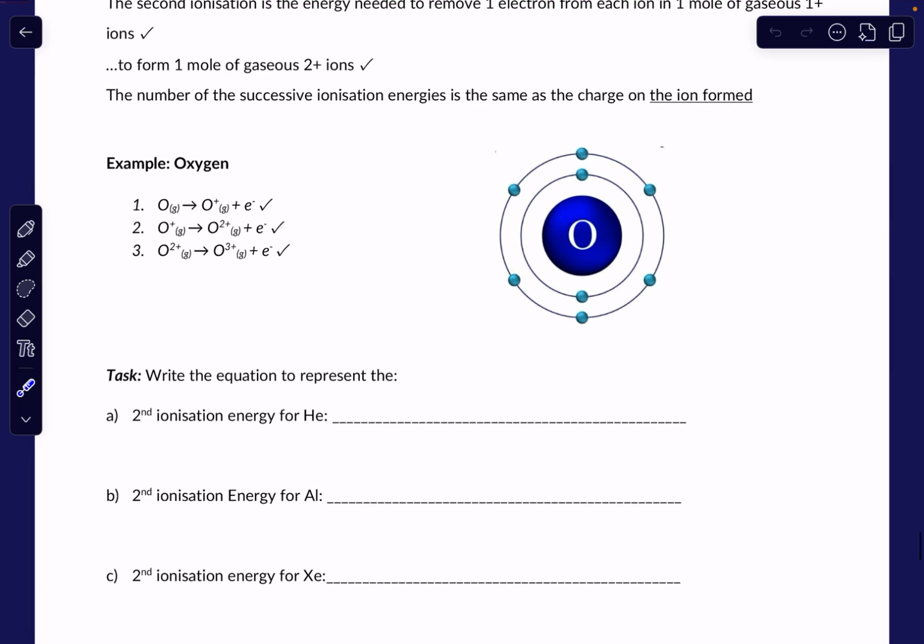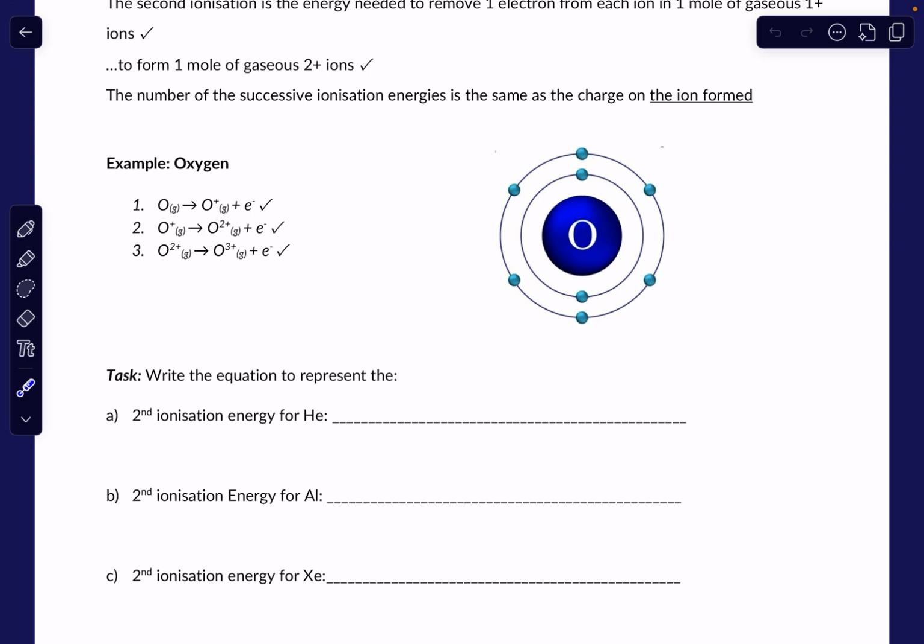So if you look at oxygen in this example, you can see that the first one is our first ionization energy. It's the energy required to remove 1 mole of electrons from 1 mole of gaseous atoms to form 1 mole of gaseous 1+ ions. The second successive energy is the energy required to remove 1 mole of electrons from 1 mole of 1+ ions to form 1 mole of 2+ gaseous ions, and so on and so forth. So each one is going to be in that same succession.